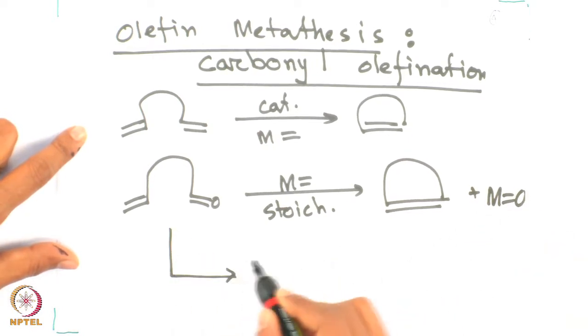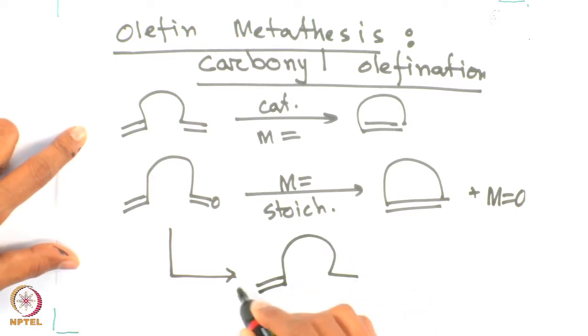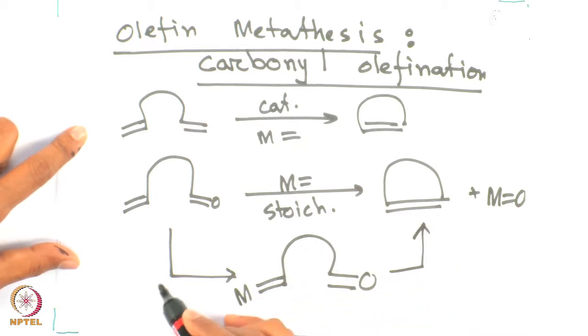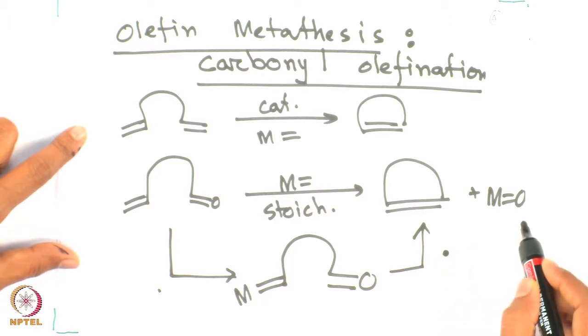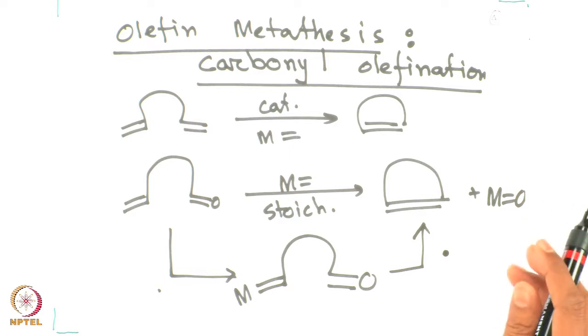The intermediate that is involved in these cases is the one, as you can correctly predict, where this olefin reacted faster to incorporate the metal into the substrate. Subsequently, this is 2 plus 2 and retro 2 plus 2 gives this one, once again 2 plus 2 and retro 2 plus 2 would give you the metal oxide as the intermediate.